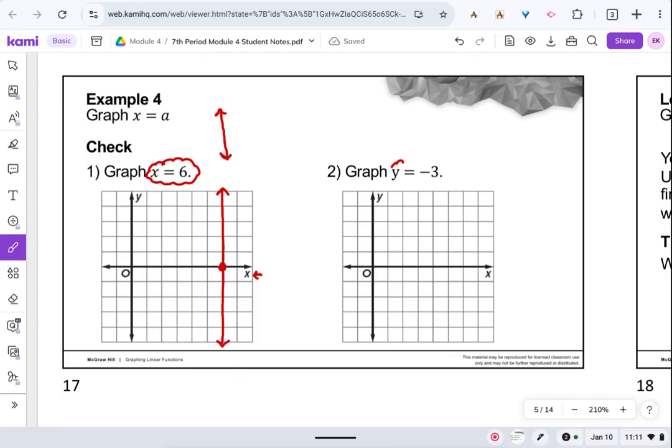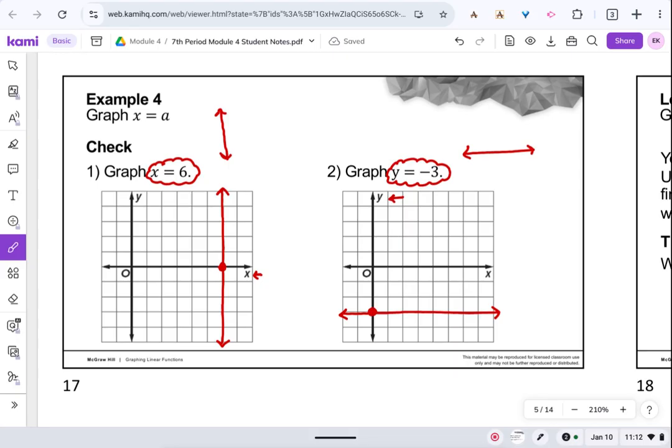Y equals -3. That's going to be a horizontal line, but now we're looking at our y axis. Y-axis is the one that's up and down. So I'm going to go -3 in the y, so that's down 3, put a point. And then we're going to draw a horizontal line through that one there. Okay, so that's the first piece of today.